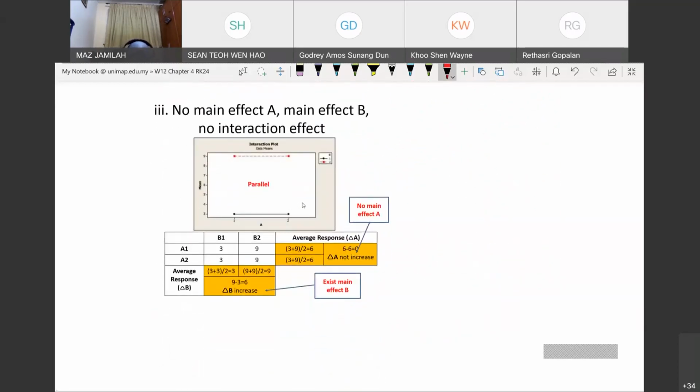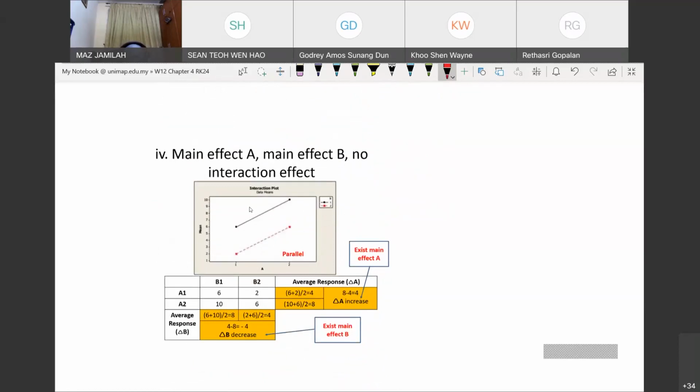In this case, still parallel, so that's why we don't have any interaction effect. But when we check for factor A and factor B, for factor A, row wise, there is no increase or decrease. So here we can say there is no main effect, so not significant for factor A. But for factor B, since there is an increase, we can say there is an effect of factor B. So that's how we identify the effect of factor A and factor B, as well as the interaction between A and B towards the response variable.